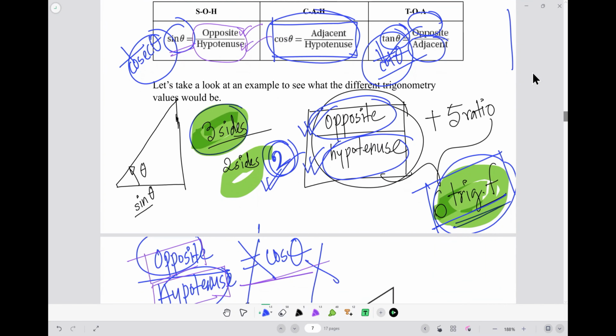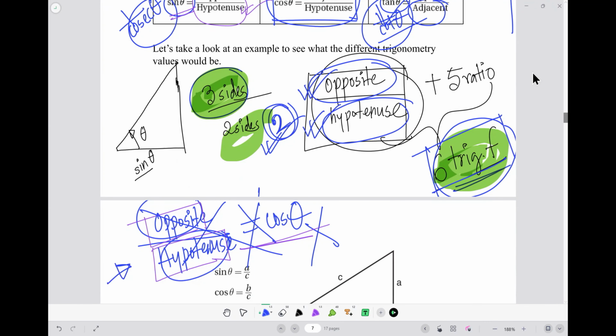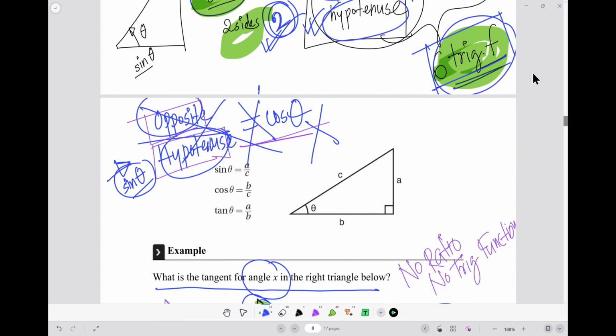So you cannot write the cosine function is equal to the opposite side divided by the hypotenuse side. No, this is not the correct cosine function. It has a definite name, and this is the definition for the sine function. So you cannot write the sine function is equal to the cosine function, because each of them has a very identical combination of two different sides for a given trigonometric function.